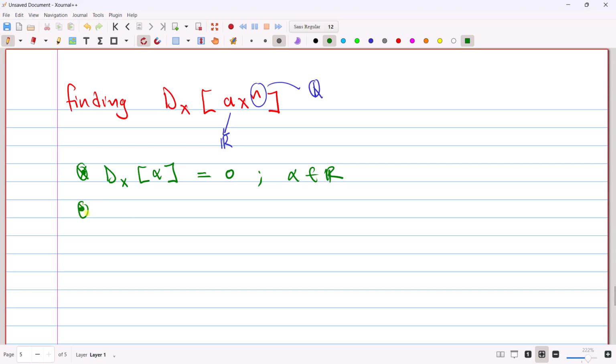And also this differential operator satisfies the following property. That is, if you want to find the derivative of a sum of two functions, f of x plus g of x, then you should know that this is just the sum of the derivatives of the individual functions.